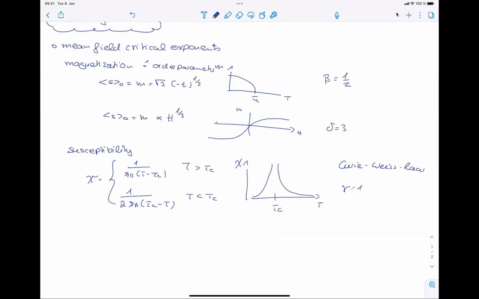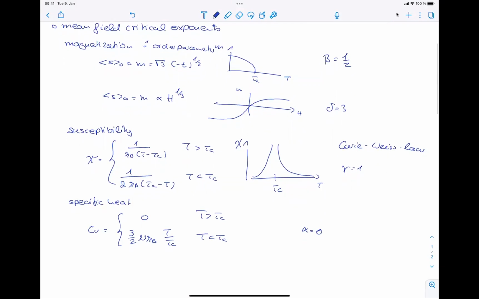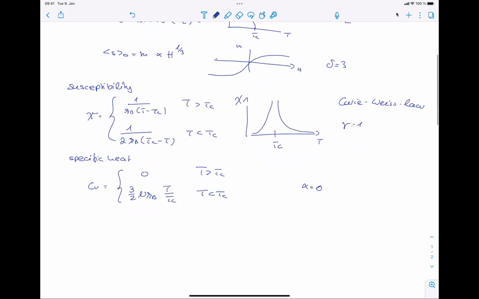And similarly for the specific heat, we observe a jump in the specific heat, and find this exponent to be 0.